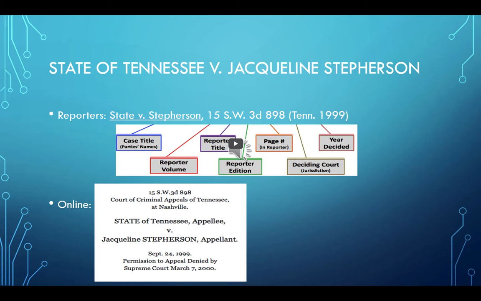So the case sample that we will be using for our citation review is the State of Tennessee v. Jacqueline Stepherson. Now, as we see here in the beginning, the citation in the reporters is first the case title or the party's names, which is State v. Stepherson. Then we have our reporter volume, which in our case is 15. Next, we have our reporter title, which is Southwestern Reporter. Then we have our reporter edition, which in our case is the 3rd edition. Next, we have our page number in the reporter in which you can find the case, which is 898.